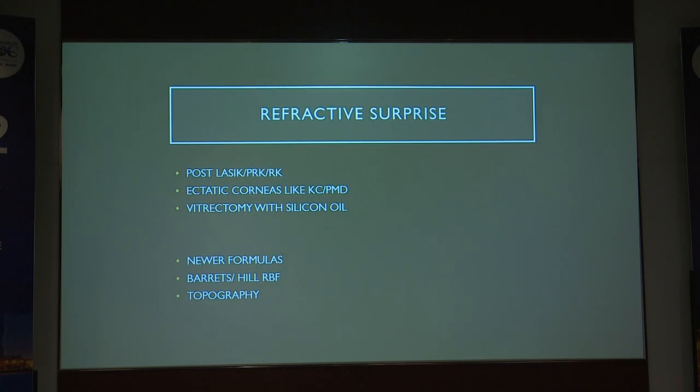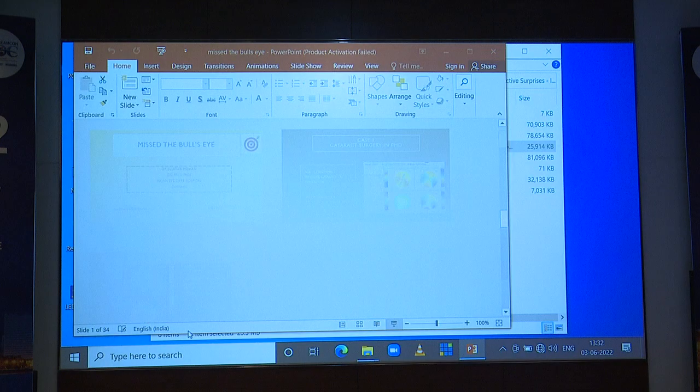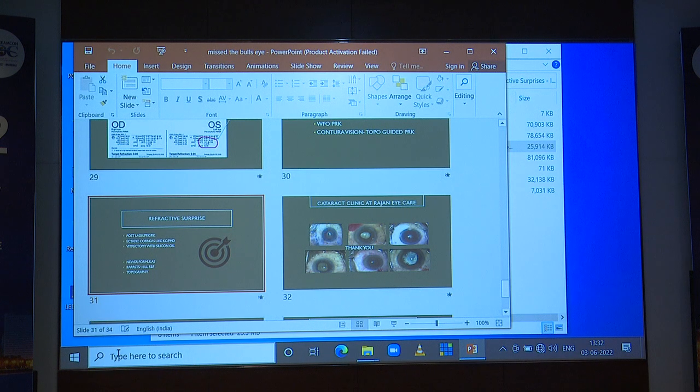So refractive surprises can happen after post-LASIK, PRK, ectatic corneas, vitrectomy, silicone oil. So newer formulas, Barrett's formula and Hill RBF, and good topography have helped us achieve very good results. We may not claim that we get 6x6 in all cases, but the refractive surprises have definitely come down. And we're hitting the bullseye now almost every time. Thank you, and thanks for giving me the opportunity to present.